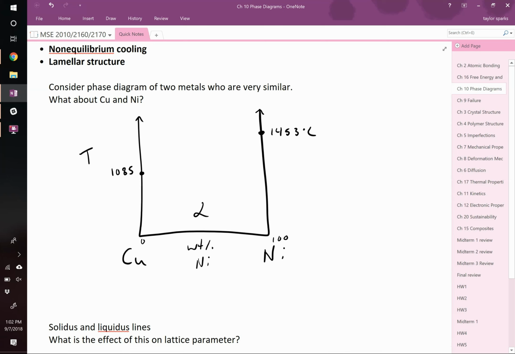It's a solid. But we know above these points on either side, it's melting, so we're going to have liquid up there. And then you get this interesting two-phase region that looks like this. So up here you've got liquid. In between, in that region, you're going to have a mixture of liquid and solid.